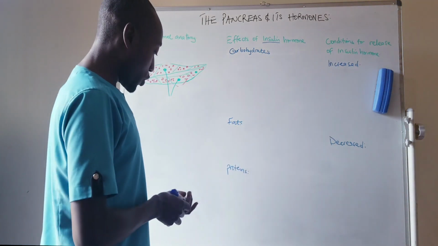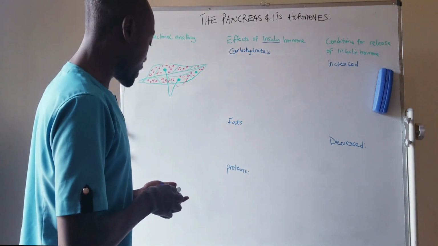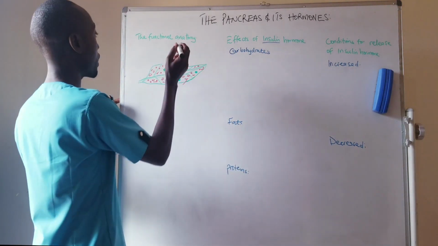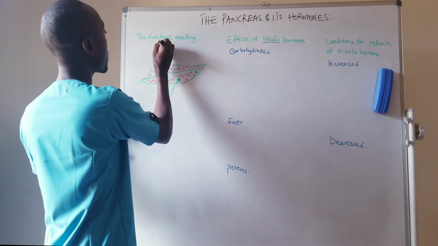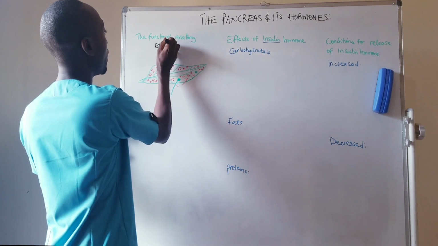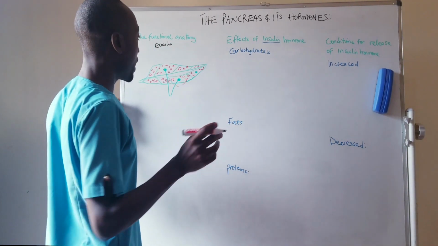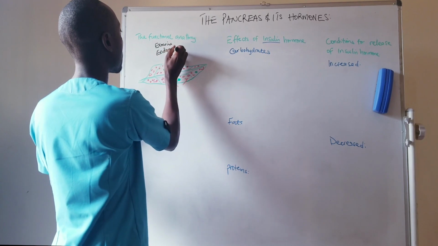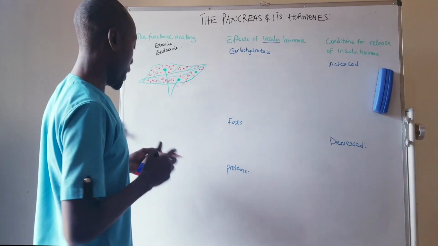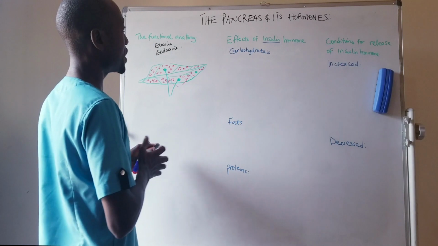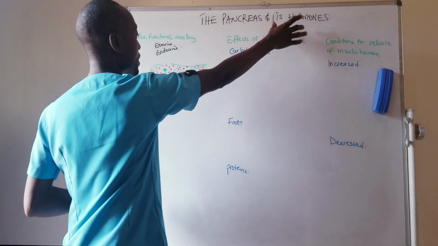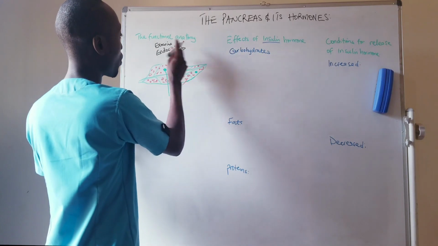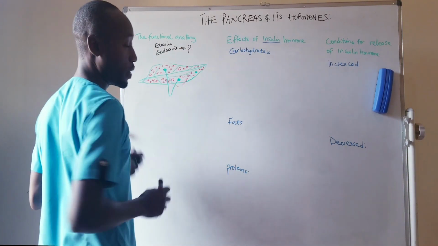Now, before we go into that, we need to understand that the pancreas can perform mainly two functions. Okay, we have the exocrine functions of the pancreas and also the endocrine functions of the pancreas. But when we are looking at its hormones, it means that mainly we are looking at the endocrine part of the pancreas.